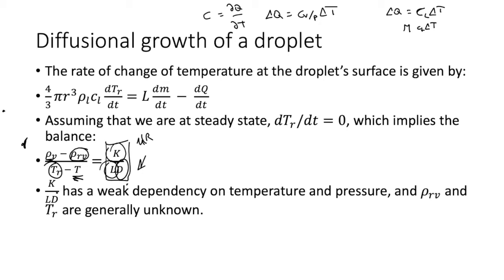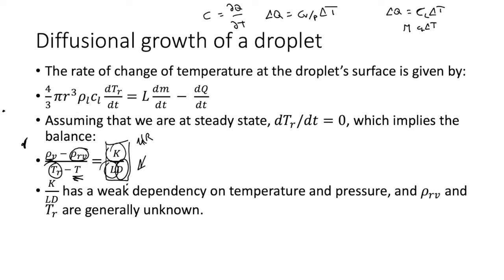And so K over L D, they're kind of known. You can measure them in a lab. Rho V and T, these you kind of know, right? Because you can go out and stick a thermometer out in the air and you can measure the density of the air and the temperature. These two, on the other hand, they're not usually known. So rho near the droplet and T near the droplet, they're generally unknown.